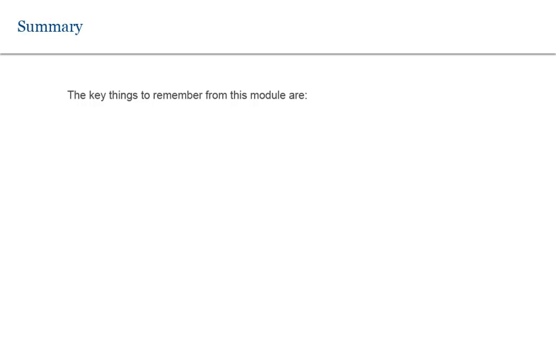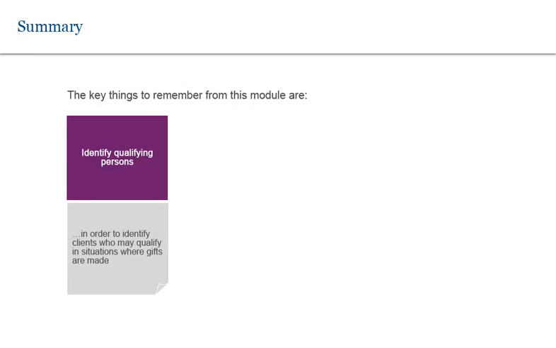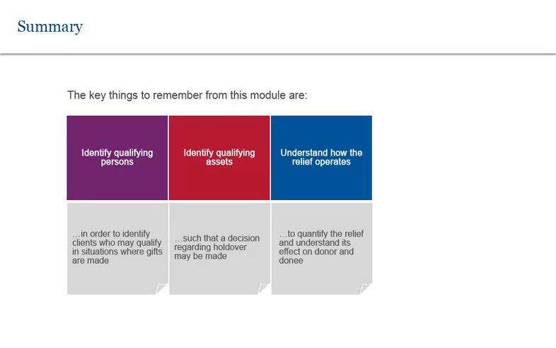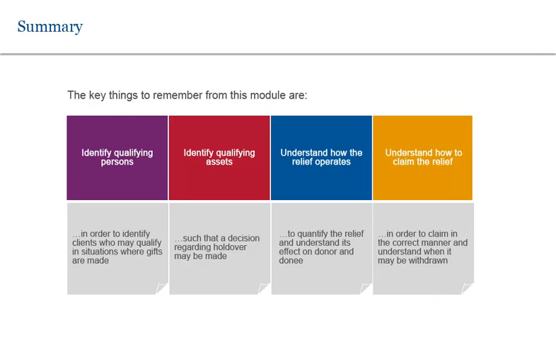The key things to remember from this module are: holdover relief applies to individuals and trustees on disposals involving qualifying assets, mainly assets used in a trade or certain shares, or where there's an immediate charge to IHT. The examples in this module show the application of the relief on a gift or a sale at undervalue and the effect on the donor and donee. The relief has to be claimed jointly by donee and donor and may be withdrawn in certain circumstances.